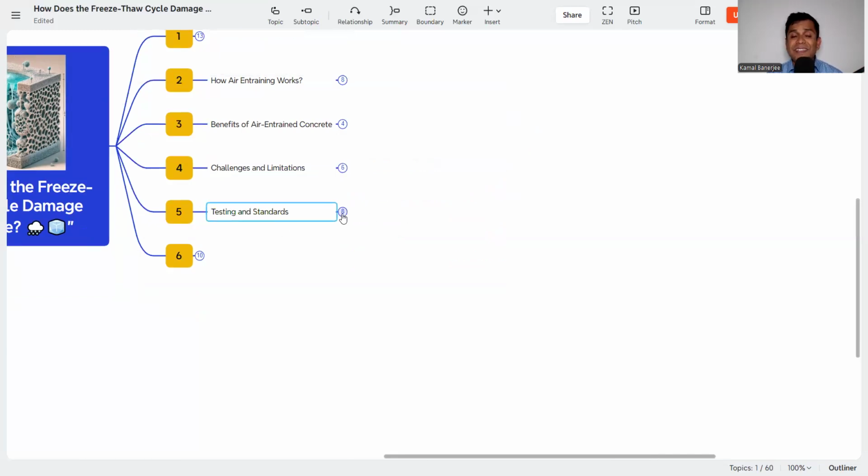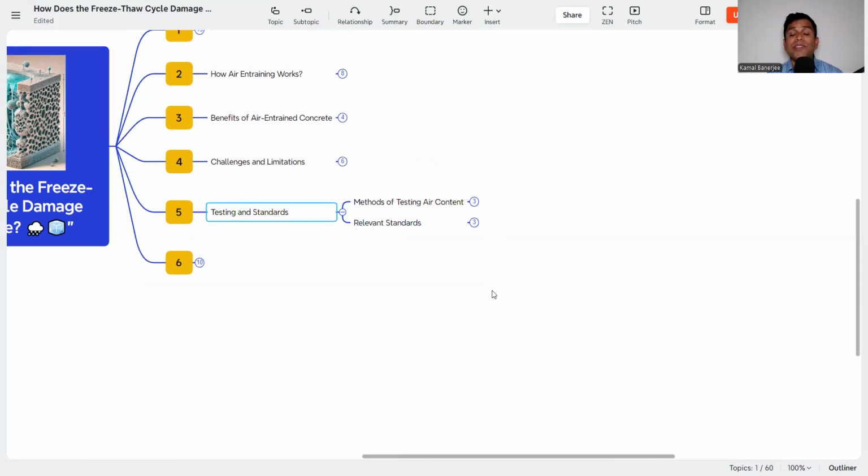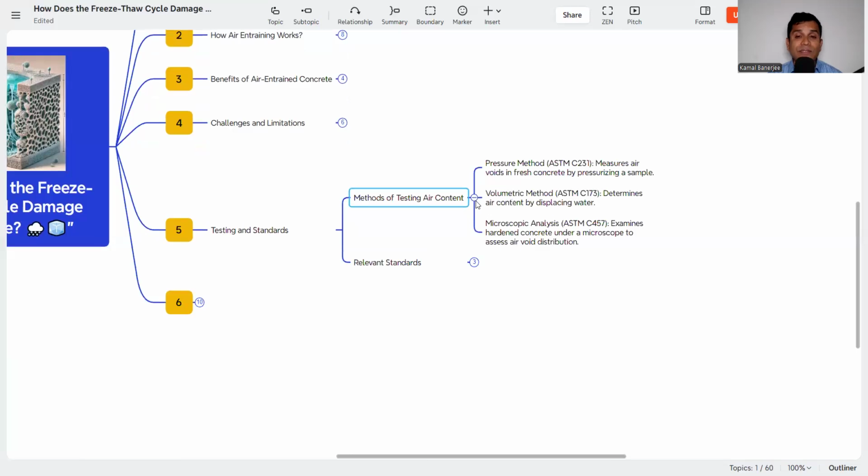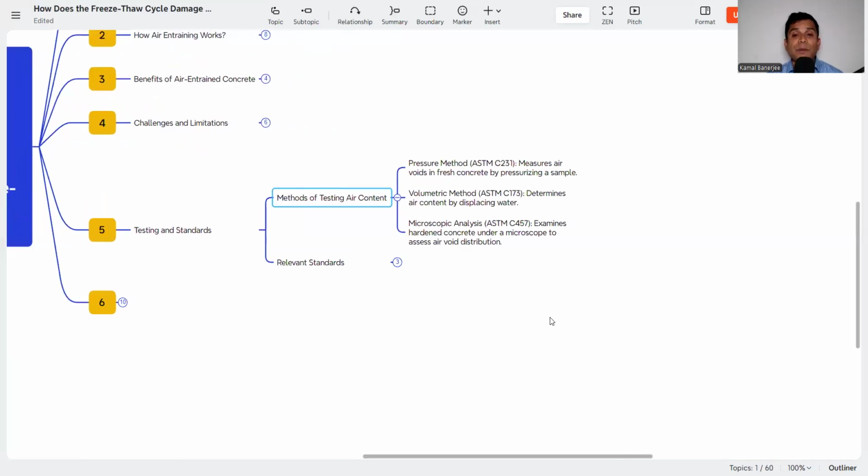Then what are the testing methods and standards? Methods of testing air content and relevant standards. First, the pressure method, ASTM C231, measures air voids in fresh concrete by pressurizing a sample. Then the volumetric method, ASTM C173, determines the air content by displacing water. And microscopic analysis, ASTM C457, examines hardened concrete under a microscope to assess air voids.